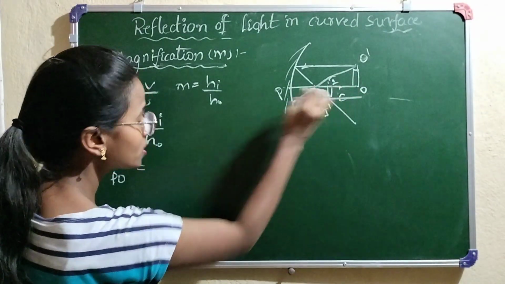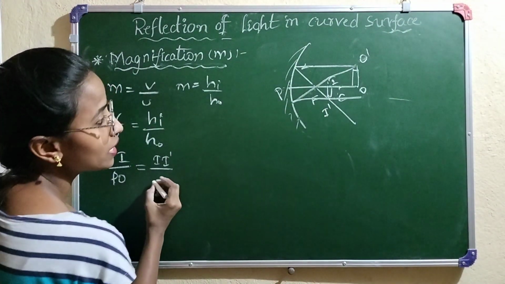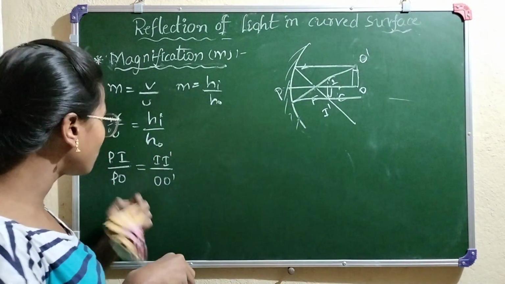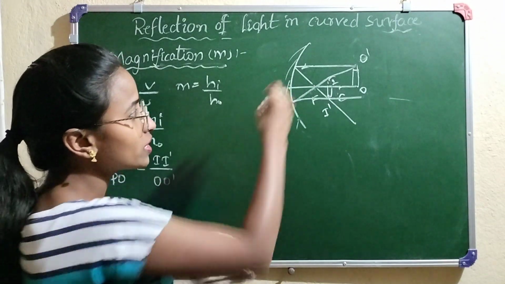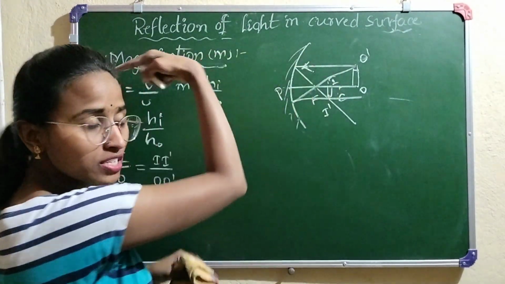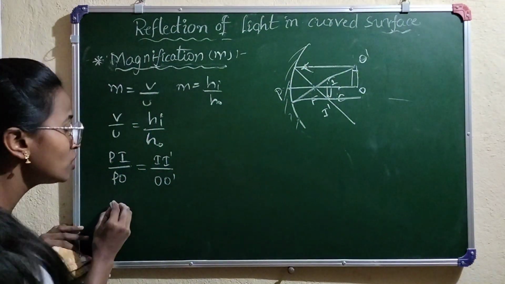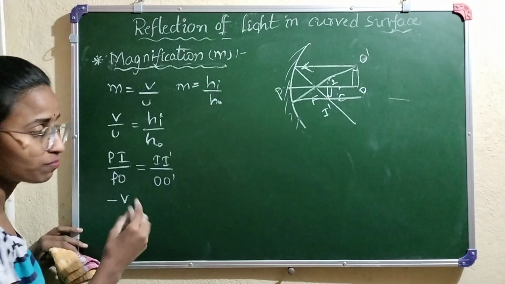Hi means I dash, the height of the image. HO means O, O dash. So now apply the sign convention for these lengths. PI, P to I, we are measuring in the opposite direction to the incident ray. The incident ray direction is this side, but we are measuring PI in the opposite direction, so V is negative.